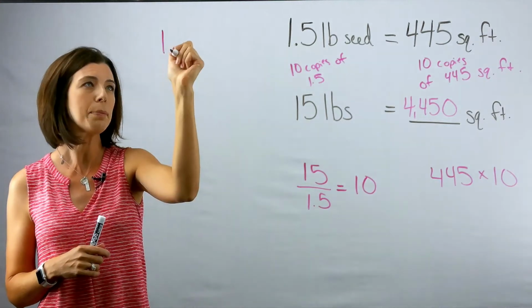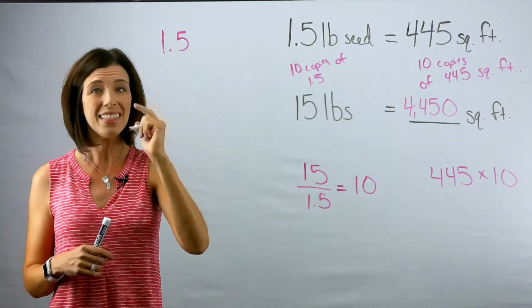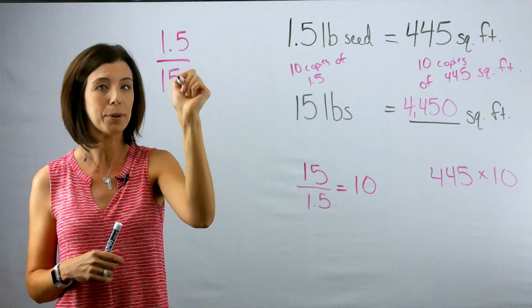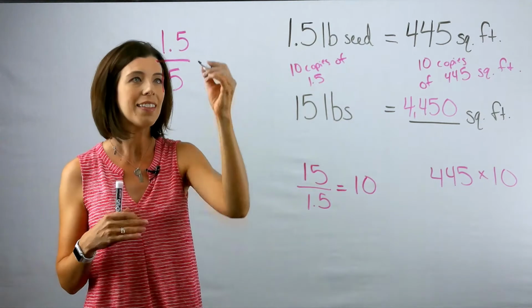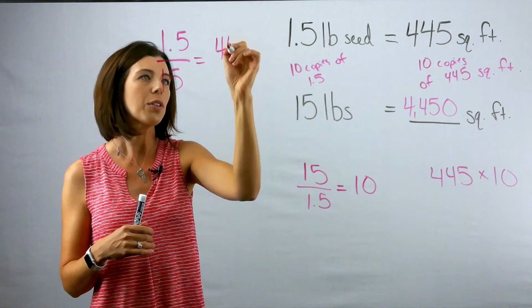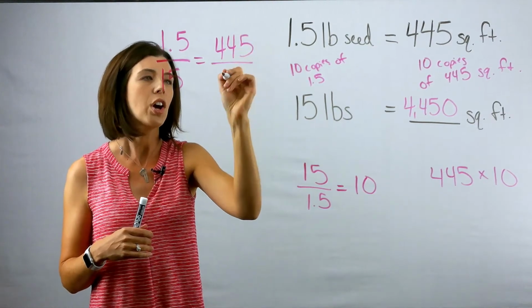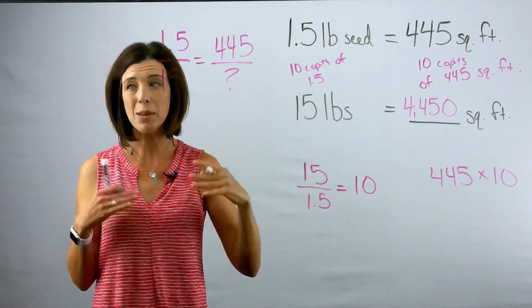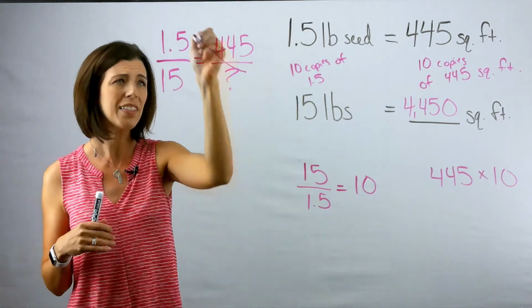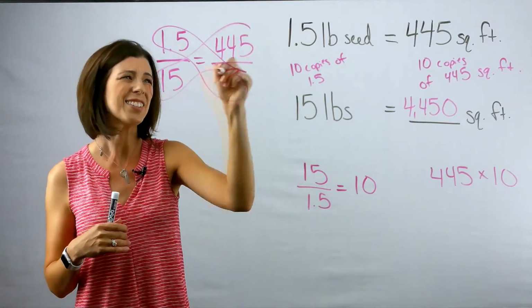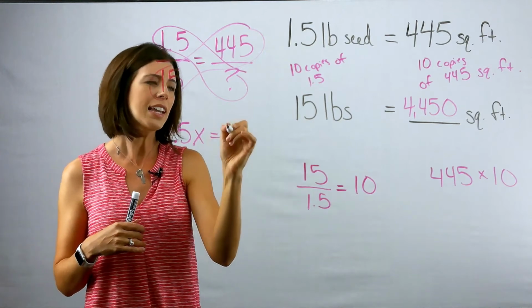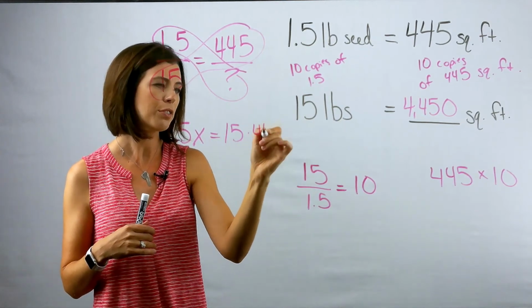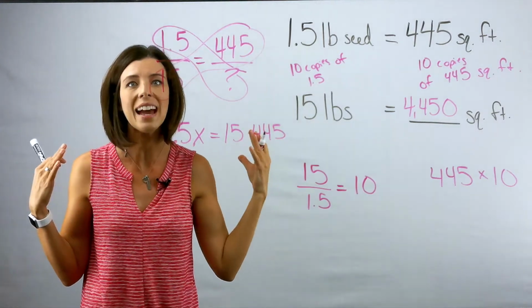So traditionally, people would cross-multiply, and this is assuming that you set it up correctly, because many times students do not set these up correctly, and then they get the incorrect answer. So you would put 445 over some number, maybe you put a variable in there, and then you would cross-multiply. Now you're dealing with decimals. You have 1.5 times x equals 15 times 445, and you're like, I don't even know what that is.